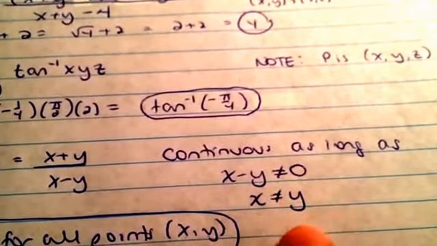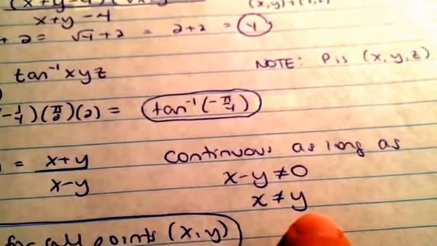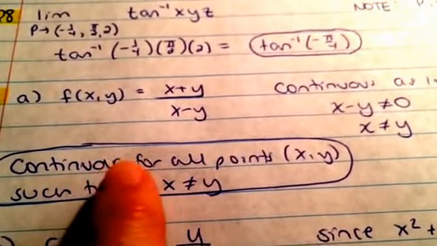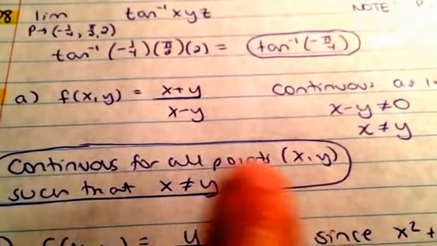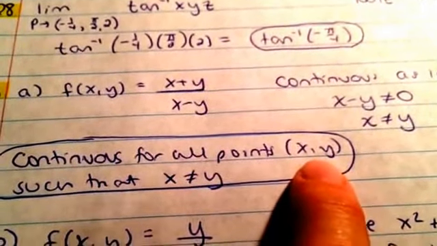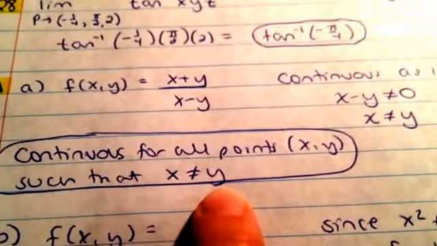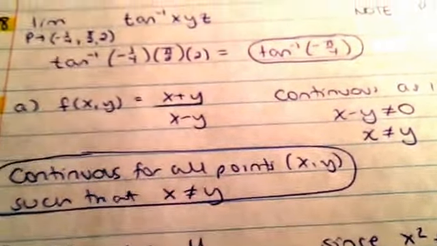So if you move this y over, it's continuous as long as x does not equal y. So it would be continuous for all ordered pairs, because remember the domain is 2-dimensional, it's ordered pairs. Continuous for all ordered pairs such that the x and y coordinates are not the same. Okay. All right, so let's try part B.